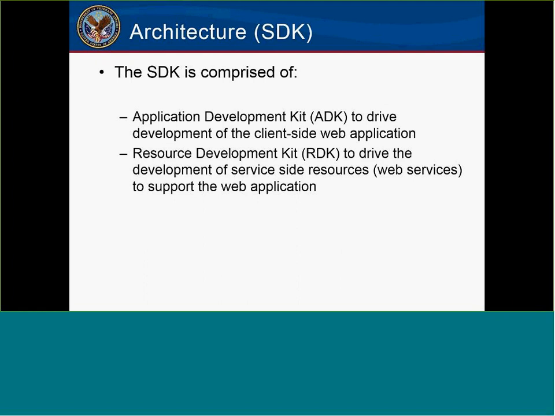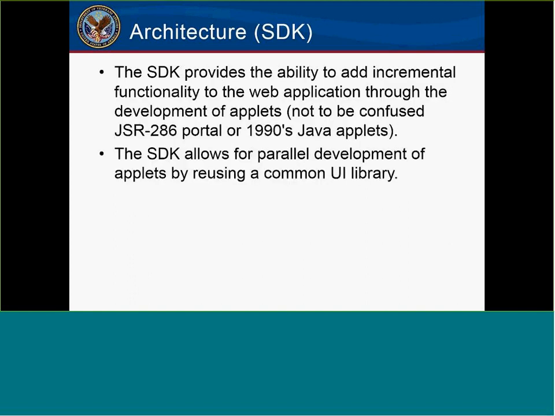Talking about the SDK, it consists of two basic components: the ADK and the RDK. The ADK is the application development kit, which is for developing the front website, or the client-side web application. The RDK is the resource development kit, which allows the application to call and talk to the back-end resources. This provides a way to add incremental functionality to the web application, using the ADK to develop applets, and the RDK to talk to the backend databases.